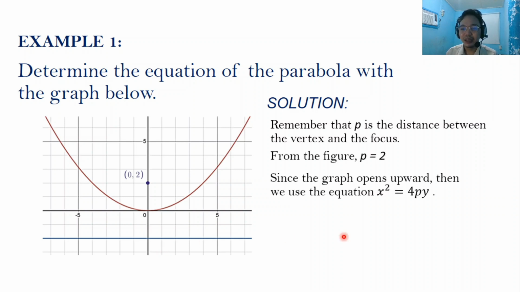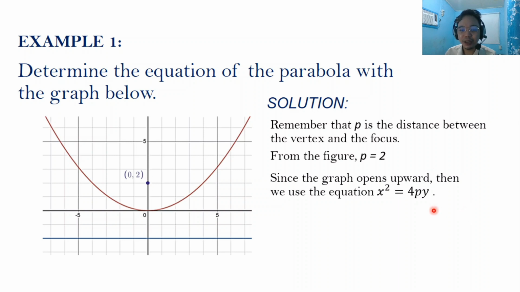Tama. We're going to use x squared equals 4py dahil nasa y-axis ang ating axis of symmetry. So paano natin malalaman yung value ng p? Let's just count dahil mabilis lang naman siyang makita dito sa ating figure. From 0 going to 0, 2, that is 2 units. So the value of p is 2.